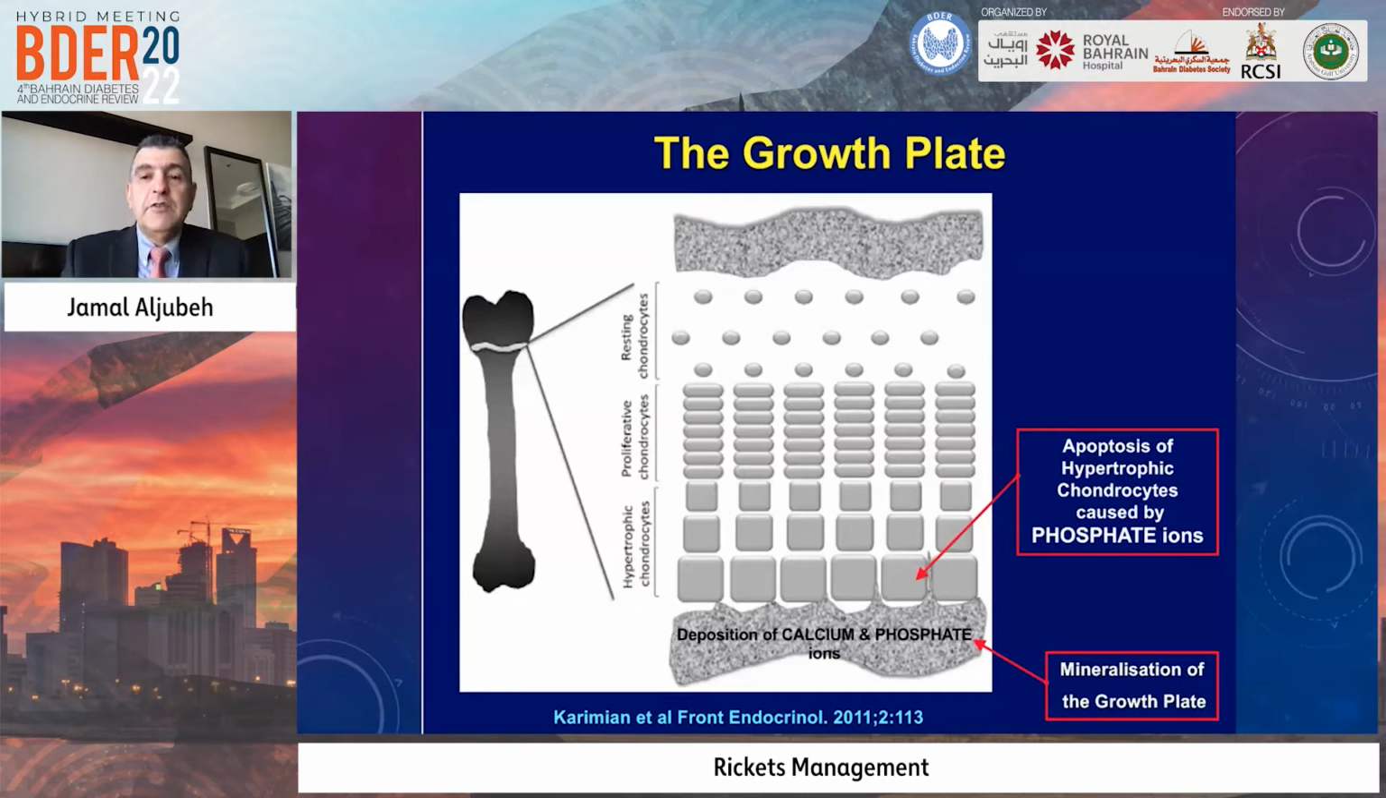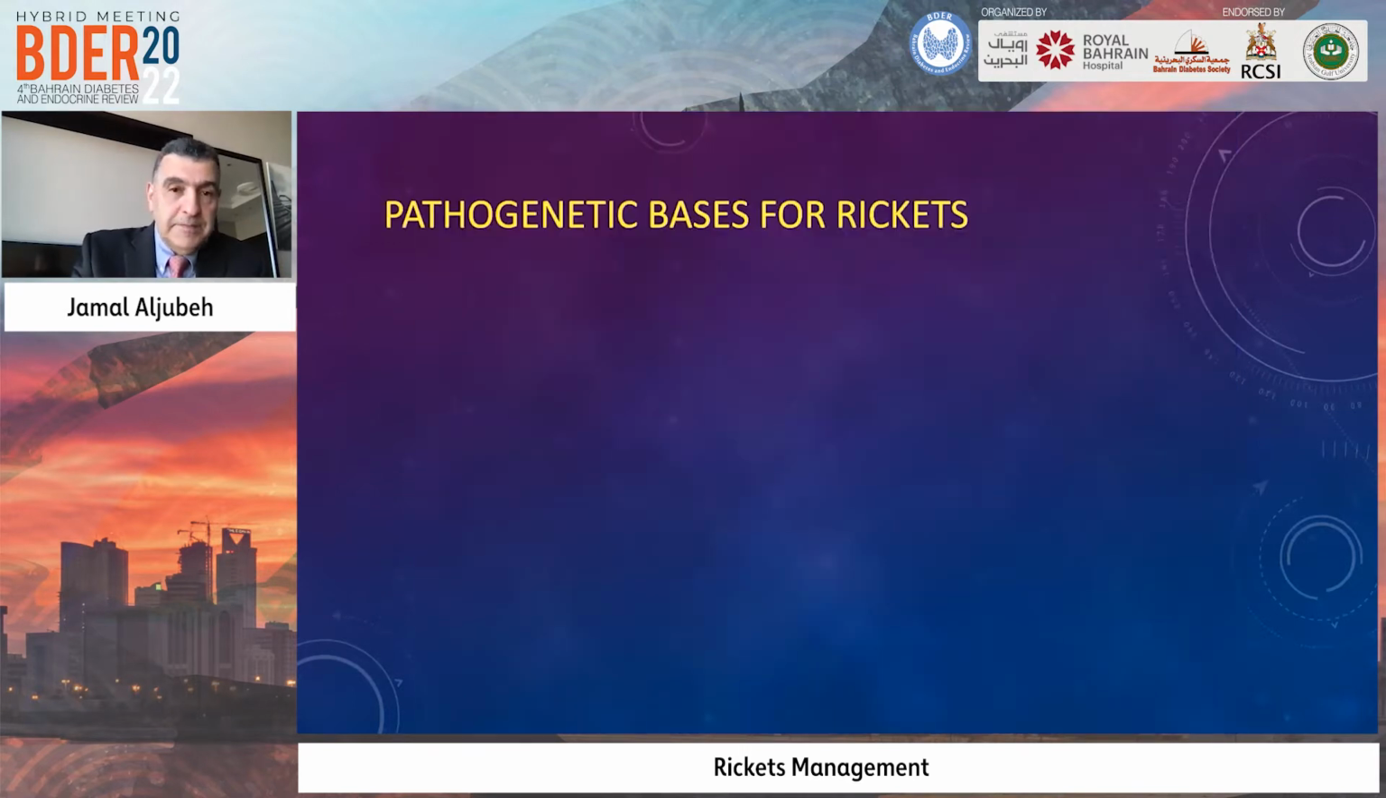So in the pathophysiology of rickets, it's important to understand the role of apoptosis of the hypertrophic chondrocytes. This apoptosis is actually something very good for the body. It's very important for the apoptosis to happen in order for the normal bone mineralization to occur. And for all of this process to happen, the bone needs adequate amount of phosphate. So low phosphate or any inadequacy of phosphate will inhibit this apoptosis and inhibit the mineralization. So low phosphate is essential part in the pathophysiology of all types of rickets.